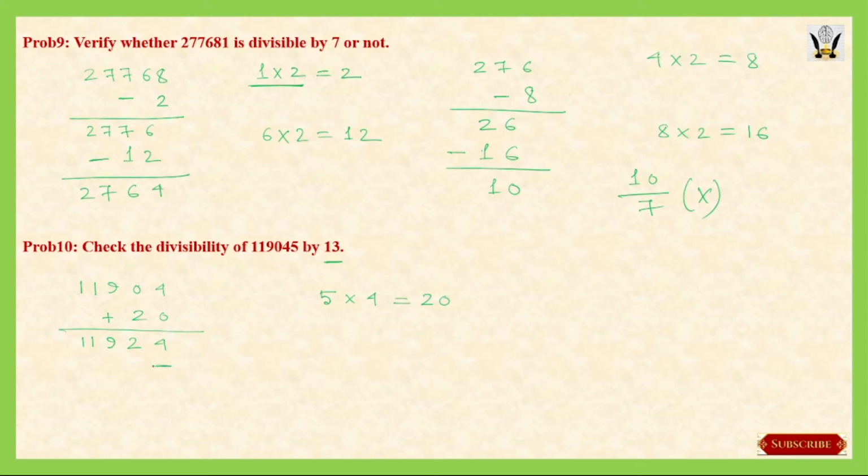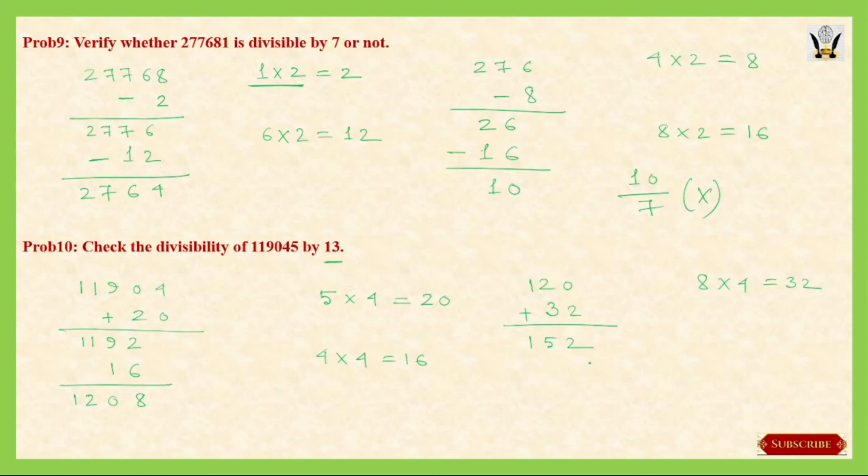Now a similar process we apply. The digit at the units place is 4, so 4 multiplied by 4 is 16, and this result of multiplication we add to the rest of the number. So it will be 1208. Now from 1208, again we choose the digit at the units place, so 8 fours are 32. Next we add 32 with 120, so it will be 152.